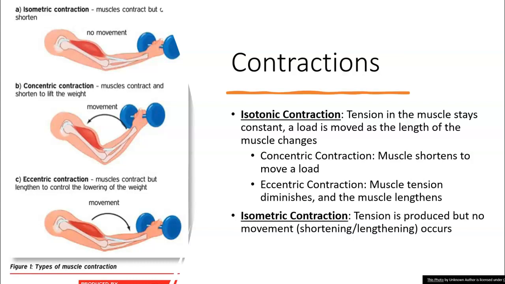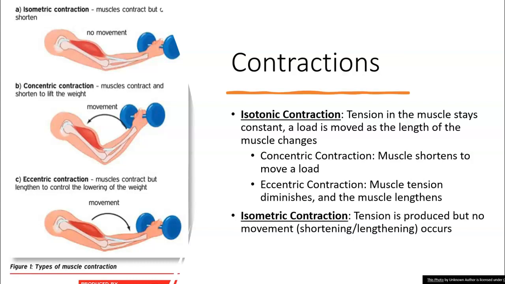So the best way to think about isotonic contractions is to look at this graphic of an arm curl. Say that you're starting with your arm all the way down and you're curling your arm up with your weight, okay? That bicep muscle shortens in order to move that weight and bring it towards your shoulder, right? So the angle of your elbow is decreasing. There's movement occurring as that bicep shortens.